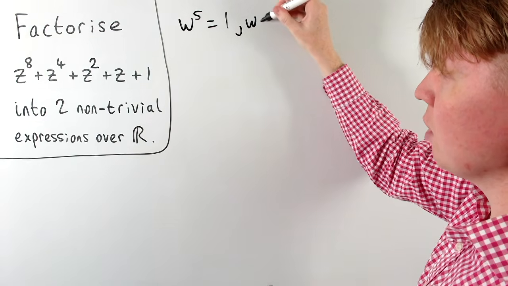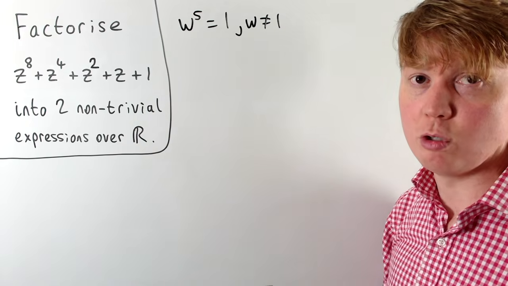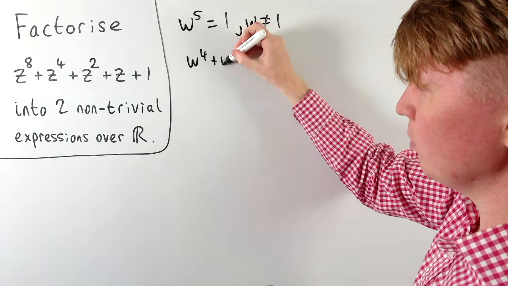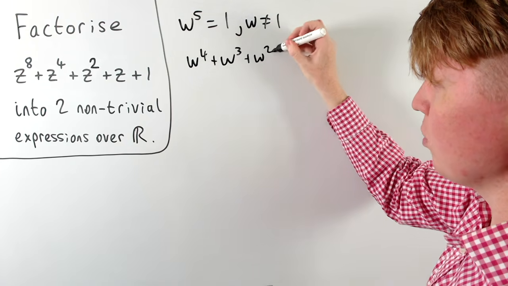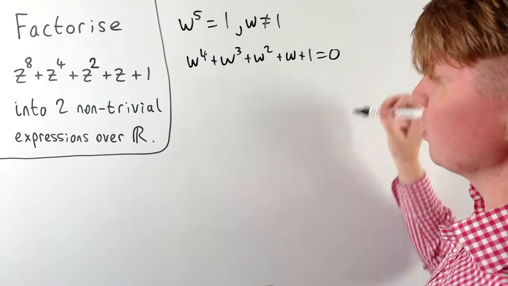And if we also say that omega is not equal to 1, so it's one of the non-trivial complex fifth roots of unity, then there's a property here that if we take omega to the 4 plus omega cubed plus omega squared plus omega plus 1, this sum is actually equal to 0.